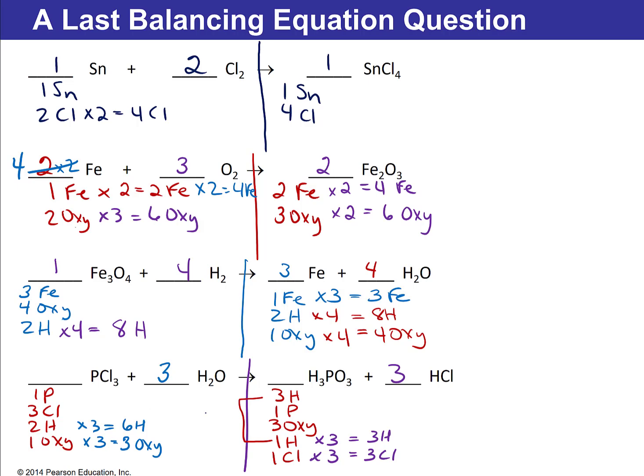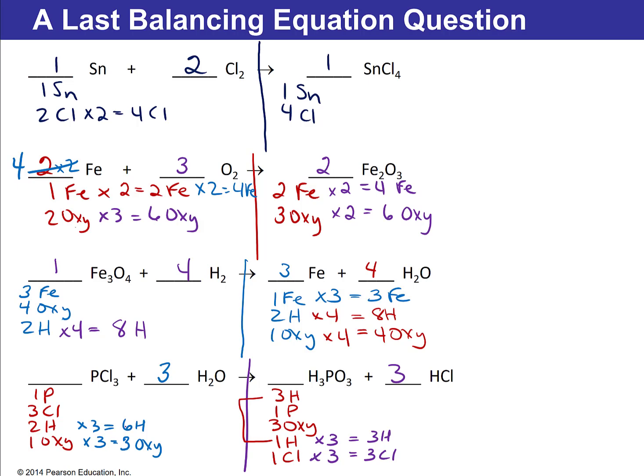So now going back, phosphorus are still balanced, 1 and 1. Chlorines are still balanced, 3 and 3. Oxygens are balanced, 3 and 3. Here now I have 6 hydrogen, and looking at this, I have these 3 hydrogen and these 3 hydrogen, so they automatically balance. And I'll tell you that happens a lot.